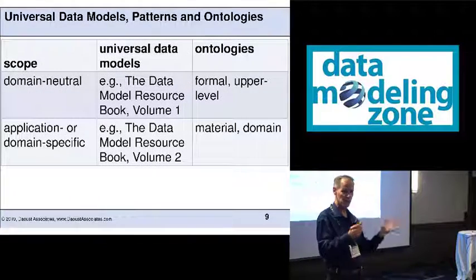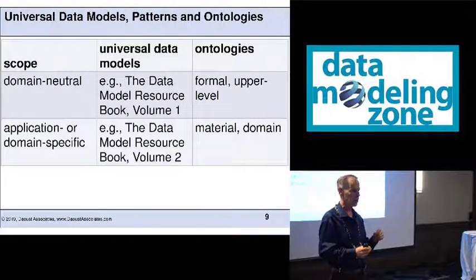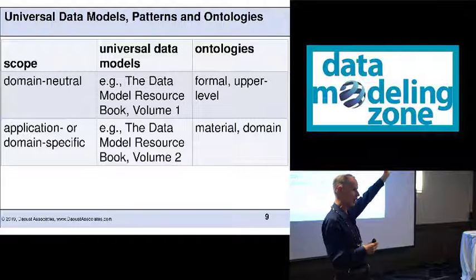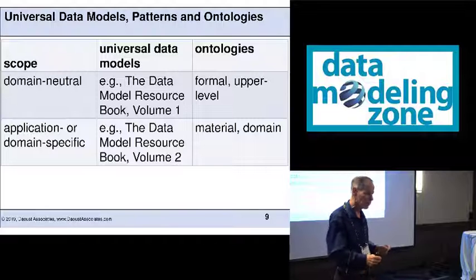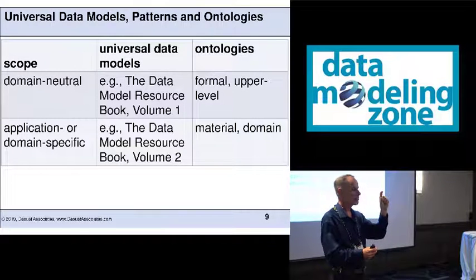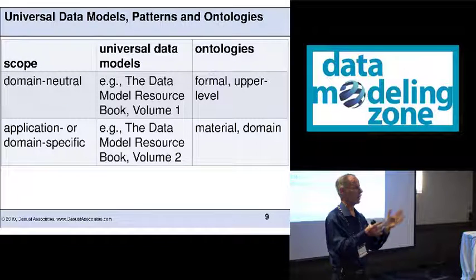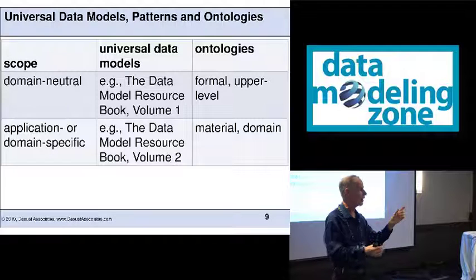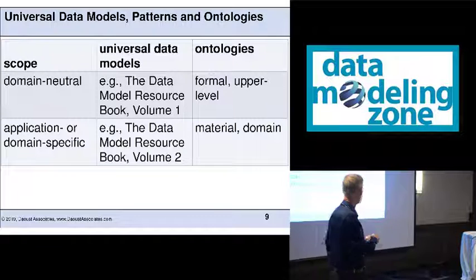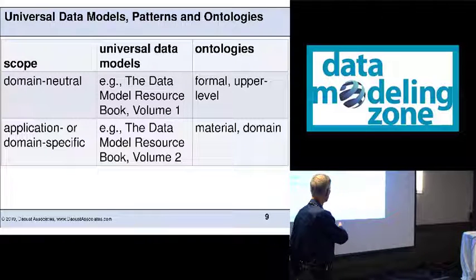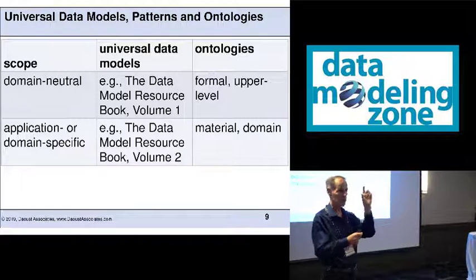So I thought that for this group, I would draw some analogies in some of the terms. How many are familiar with Len Silverston's universal data models or have heard about them? Okay, so for those that have, you know that the Data Model Resource Book Volume 1 is full of generic patterns that are not specific to one domain. They include things like party and role. In ontologies, those would be called formal or upper level, and both of the ontologies we're going to look at today fall into that range.